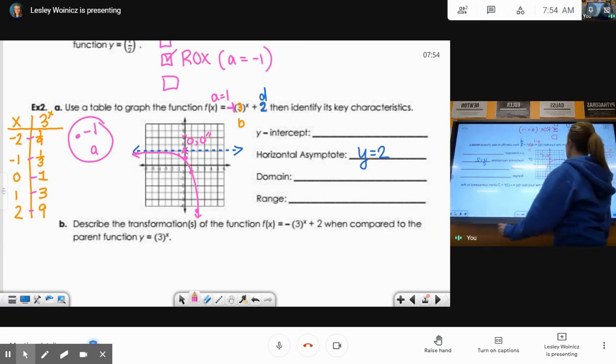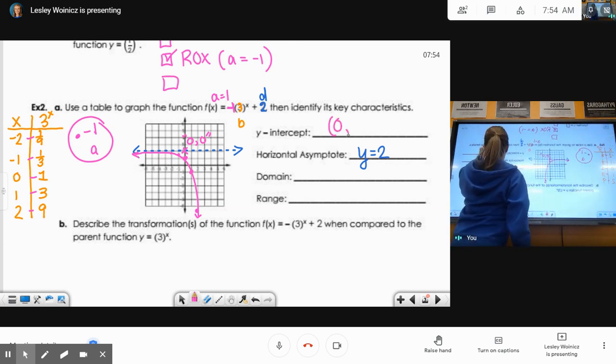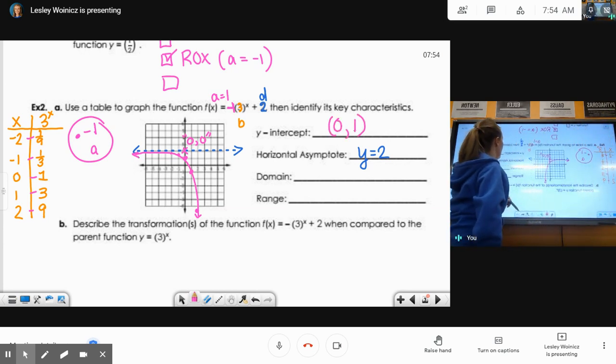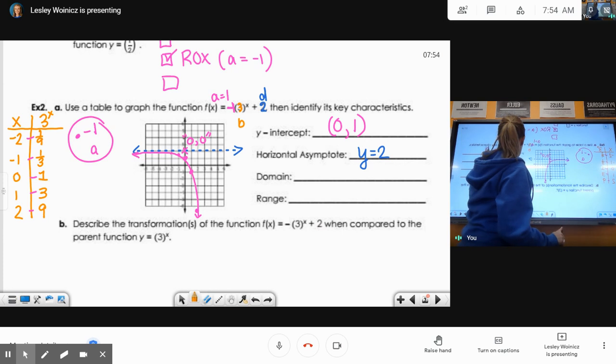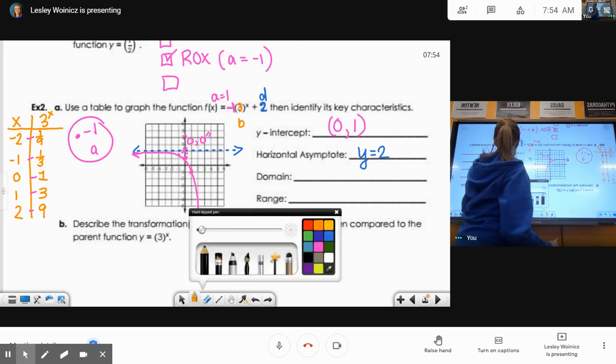Okay, that makes my y-intercept 0, 1, which is kind of weird, but if you think about it, it makes sense. My parent's was 0. Okay, it does make sense, and if you want me to explain it, I will, but that would have been a lot to explain, so I'm not going to do it in the video because it'll take too long.